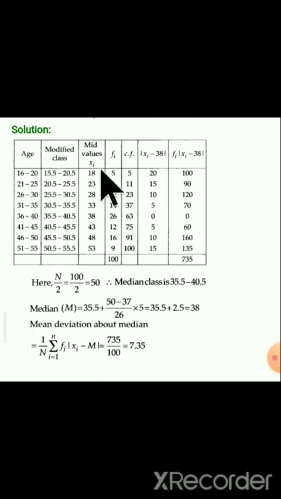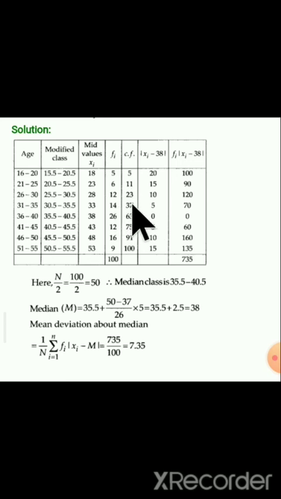So subtract 0.5 from the lower limit and add 0.5 to the upper limit, so the values do not vary. That is 16 minus 0.5, that is 15.5, and 20 plus 0.5 is 20.5. Like that, write down all these modified class intervals. Next, find the midpoint by adding these two values and dividing by 2. Next, for the frequencies, find the cumulative frequency: 5, then 6 plus 5 is 11, next 12 plus 11 is 23.